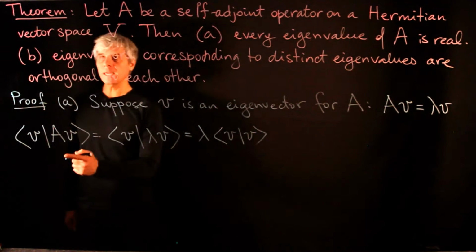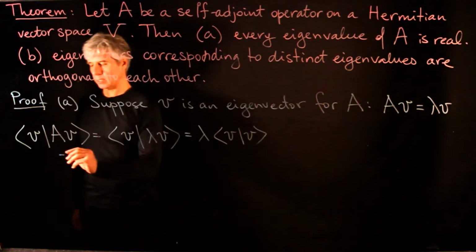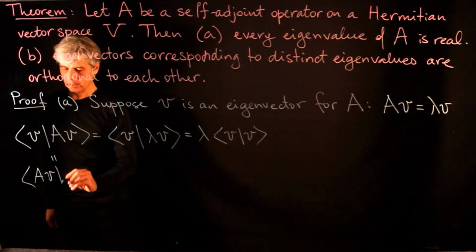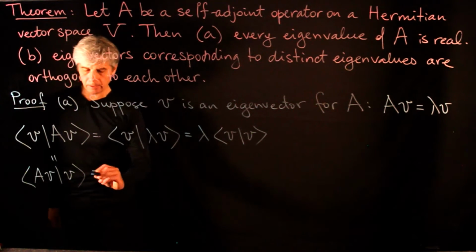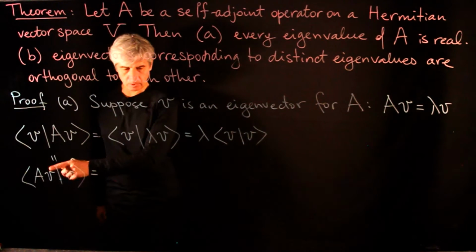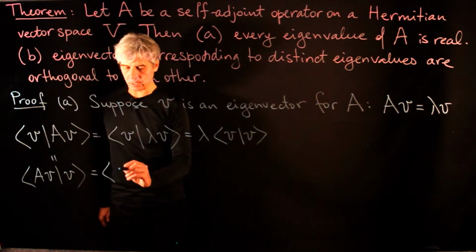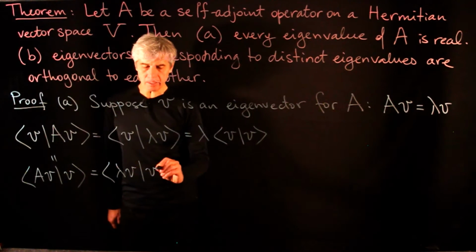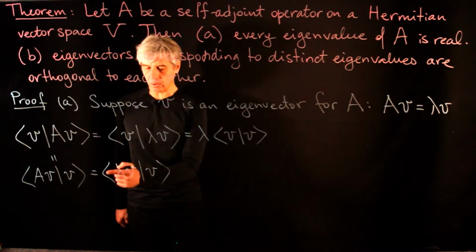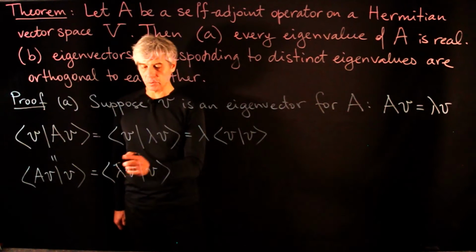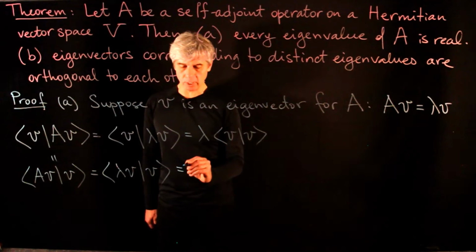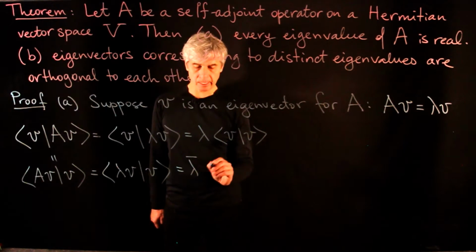Now, because A is a self-adjoint operator, by definition, it's also equal to (AV, V). And again, it's the same V, so it's an eigenvector, so this is equal to (lambda V, V). And here, because of sesquilinearity of the Hermitian scalar product, when we pull the constant out of the first factor, it comes out with the conjugate. So it's equal to lambda bar times (V, V).